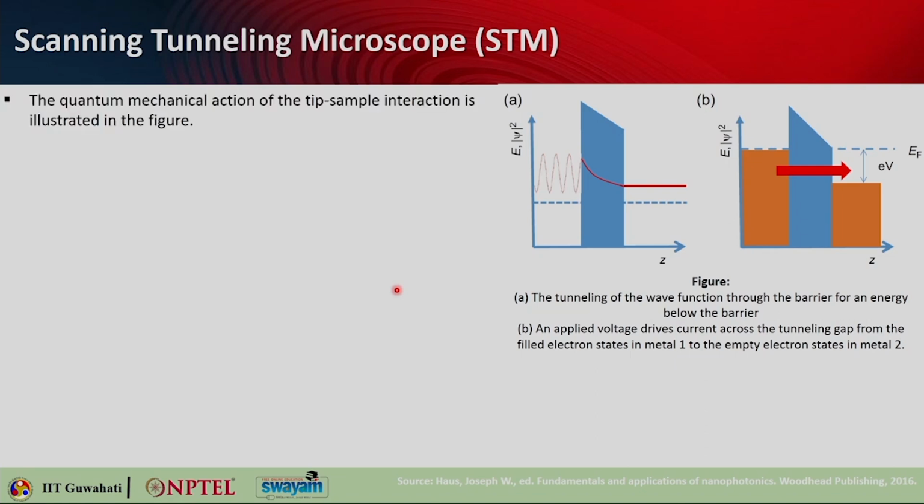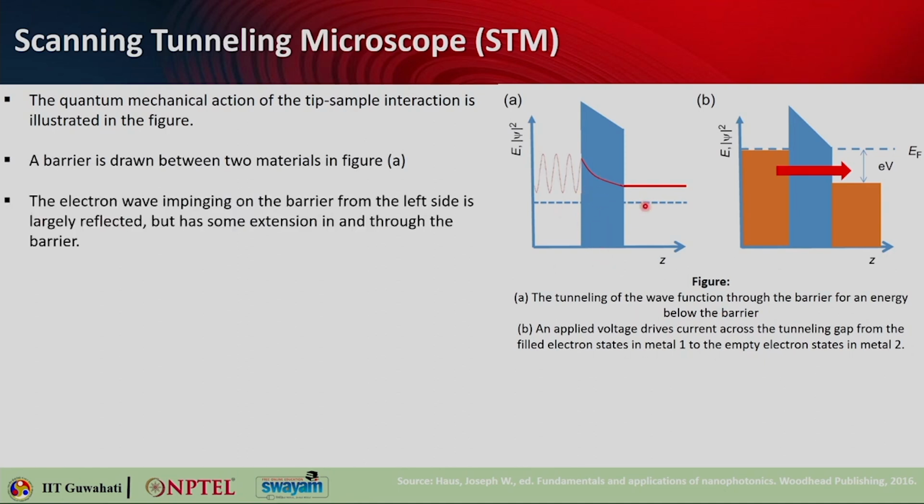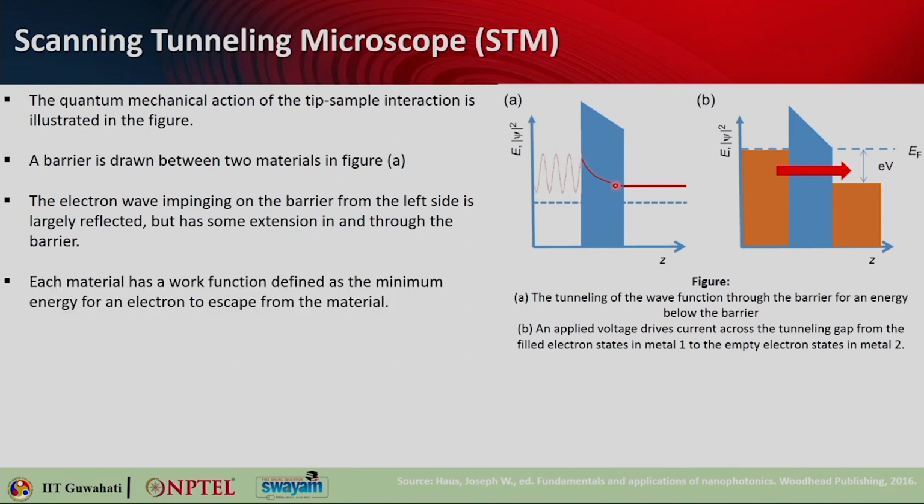So, the scanning tunneling microscope works on the principle of quantum tunneling. You can understand that from this particular diagram. The quantum mechanical action of the tip sample interaction can be understood from this. The barrier is drawn between the two materials, and you can see the electron wave impinging on the barrier on the left side is largely reflected, but it also extends into the barrier and goes through the barrier.